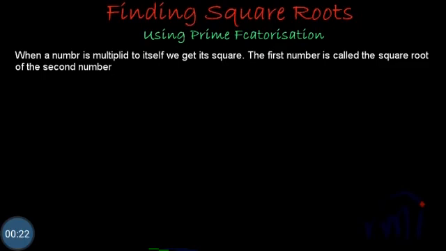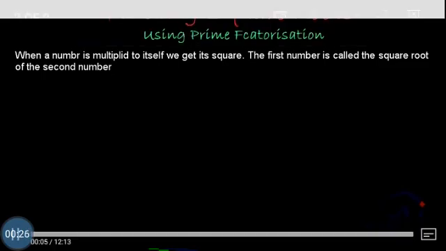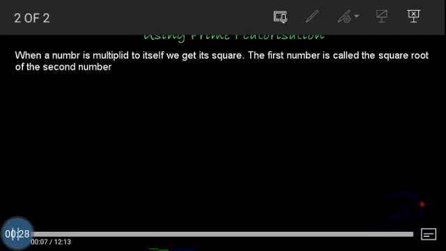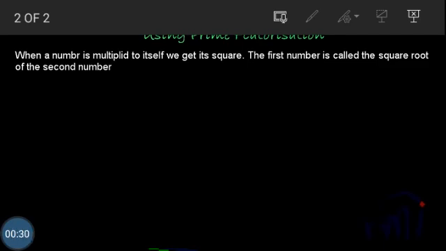Hi, so in this video we are going to learn about squares and square root. So I have noted down two statements on the screen. First statement says when a number is multiplied to itself, we get its square. And the second statement says the first number is called the square root of the second number.